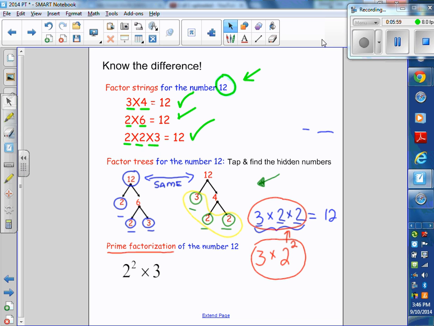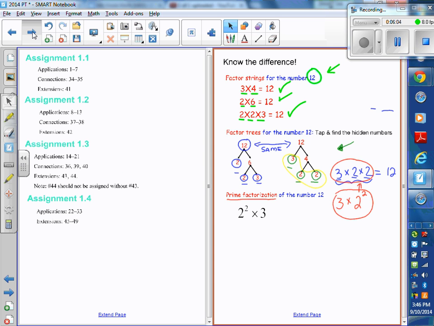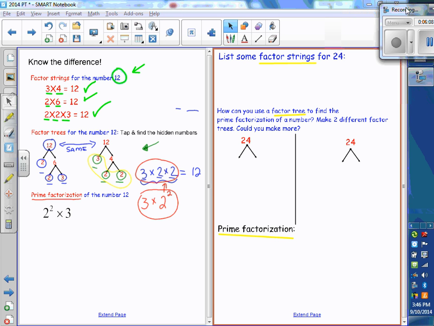Okay, let's look at the goal again and see if we can do these together. So, we're going to list some factor strings through 24. I can think of one starting with 2. 2 times 12 makes 24, so that's one factor string. I can make a bigger one. I could say 2 times 2, that's 4, so times 6, that would be 24. Or maybe I want a different one altogether, and I want to say 4 times 6 is 24. So those are 3 factor strings. I wonder if you can think of some other ones.